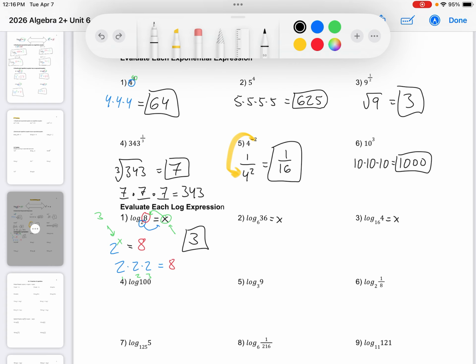So for the next one, we have log base 6 of x. So we'd have 6 to the power of x, the thing that we don't know. And then we want it to equal 36. We're thinking about what exponent we would need to make this true. What do we need x to equal to make 6 to the power of x equal 36?